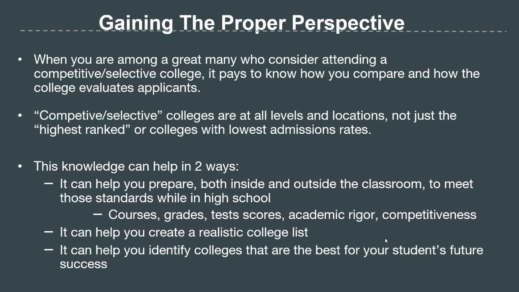First off, it should help to prepare them both inside and outside of the classroom if you have time, and this depends on what year your student is. Obviously, if your student is a 9th or 10th grader, you have more time to do this type of planning than you would if your student is a junior. However, relative to the types of courses your child takes, the grades that they need to get, as well as test scores, understanding where they are relative to the colleges they're interested in can help you do future planning. In addition, it can obviously help you create a realistic list, and therefore it will help you identify colleges that are best for your students' future success.